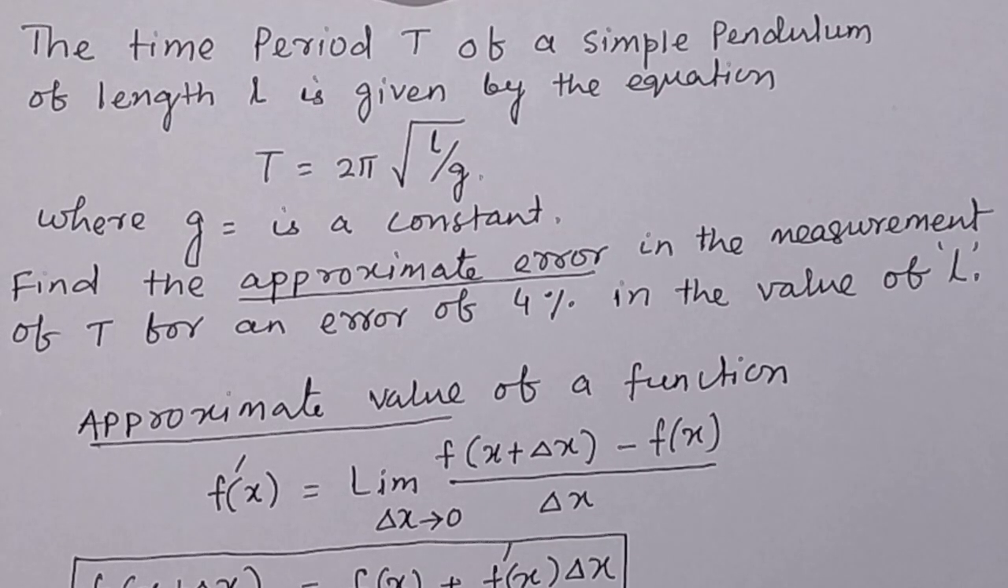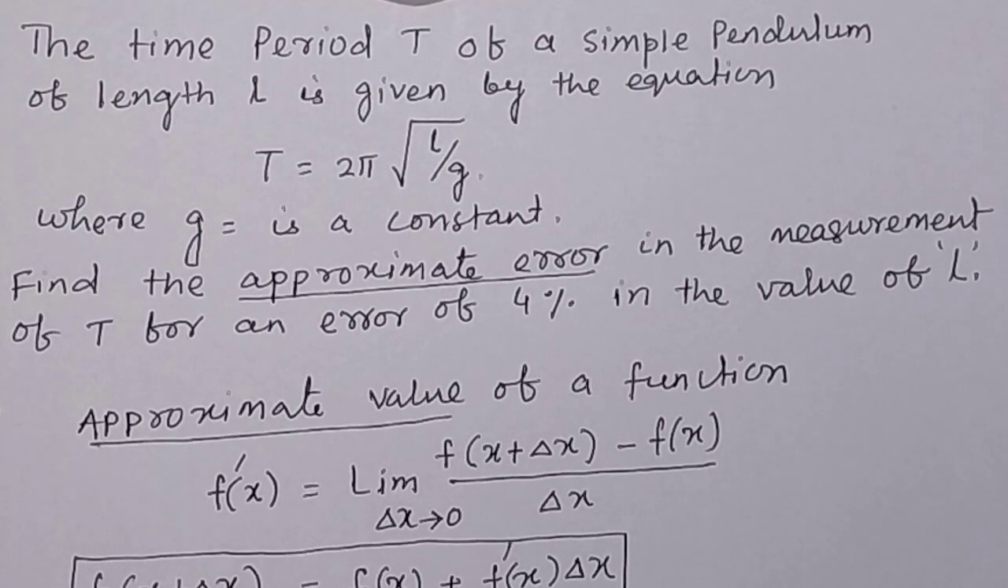The time period t of a simple pendulum of length L is given by the equation t equals 2π square root of L by g, where g is a constant called acceleration due to gravity, L is the length of the pendulum, and 2π is also a constant.